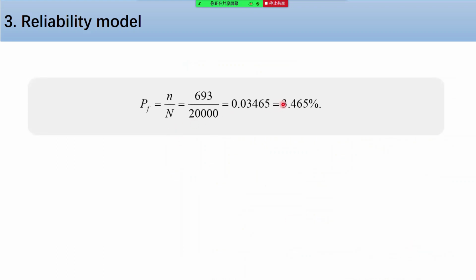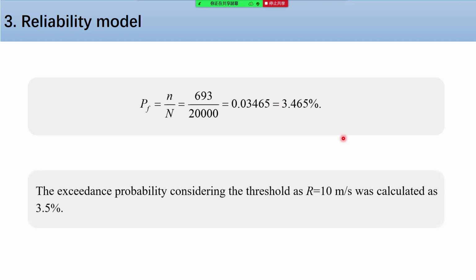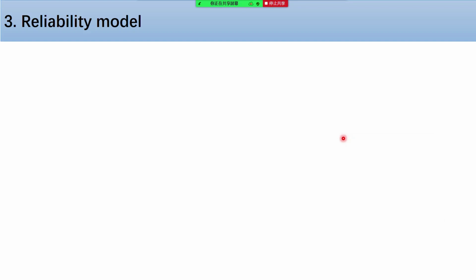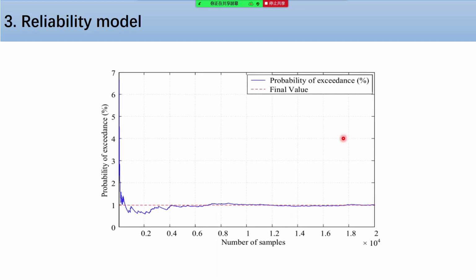You can see the failure probability is almost 3.4%. So the definition of this probability is the exceedance probability corresponding to the threshold of 10 meters per second. That means the probability of getting a vibration equal to or greater than 10 meters per second is only 3%. But we just solved the problem, right? But the point is, we just got the probability for a fixed threshold. But what about the other thresholds? I will tell you later.